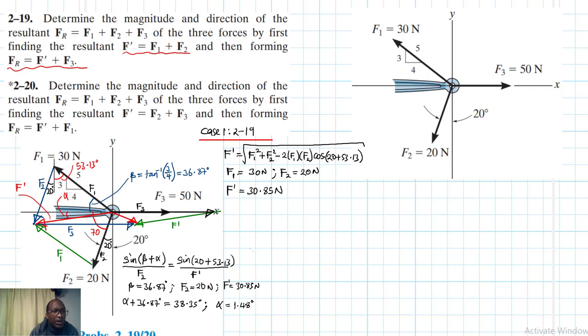Then this angle here is equal to alpha. Okay. Then this one here, this is equal to FR.